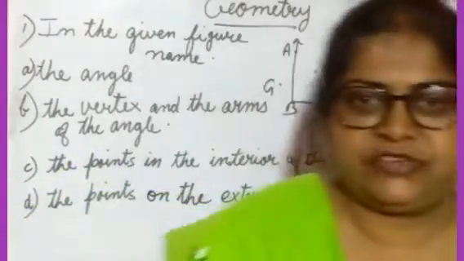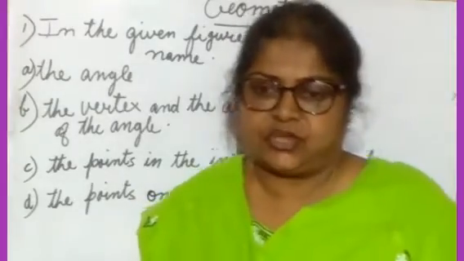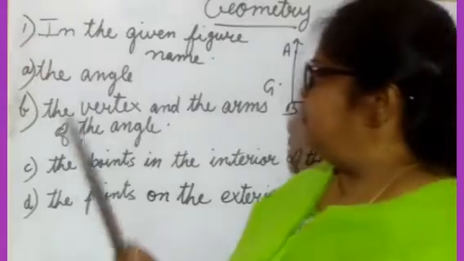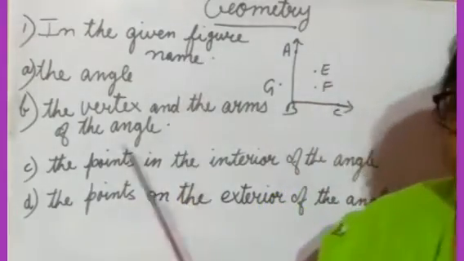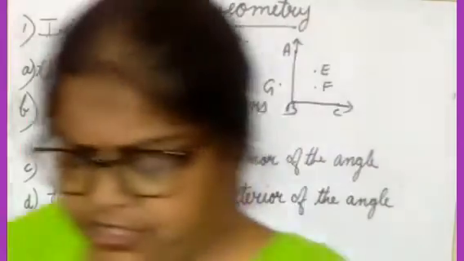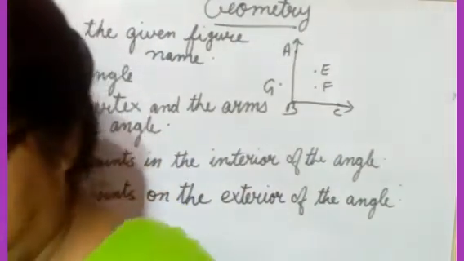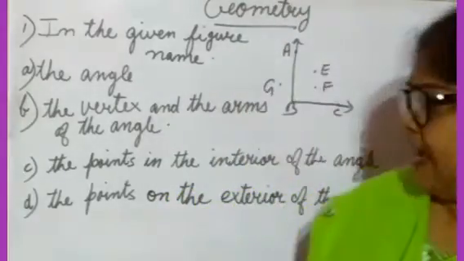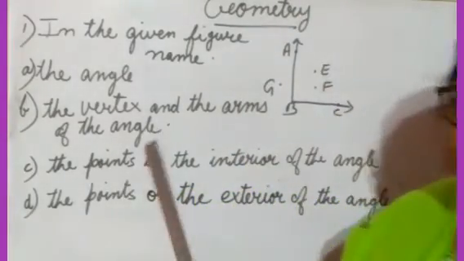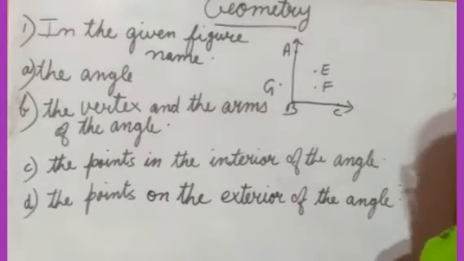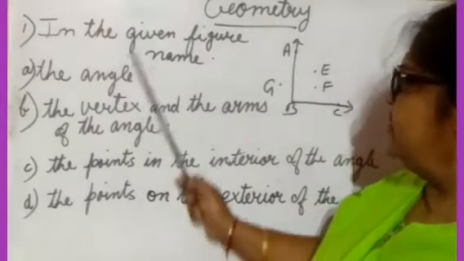We are doing the geometry chapter. In this geometry chapter, what will you learn today? We learned something in the last class, and today we will do a little bit of revision of that. What we have learned: the interior of the angle, the exterior of the angle, the angle, the vertex, the point, the interior point and the exterior point.